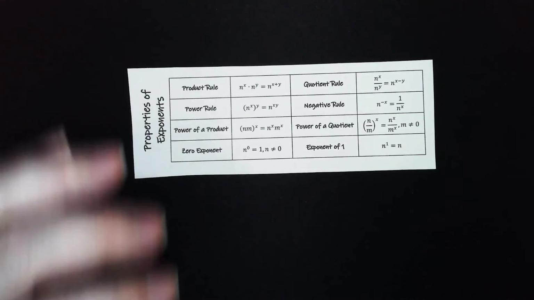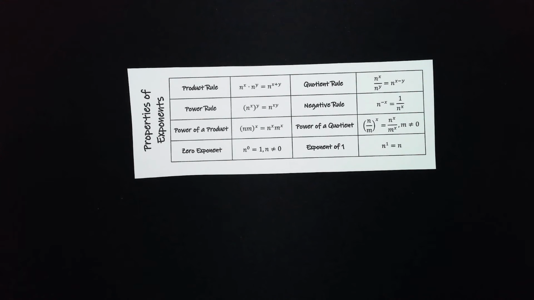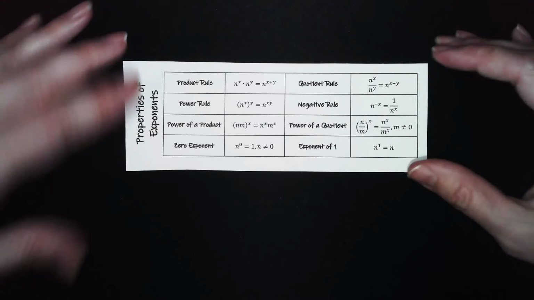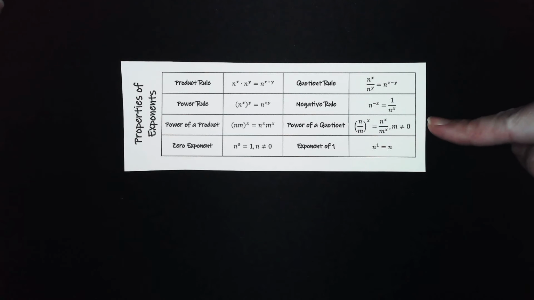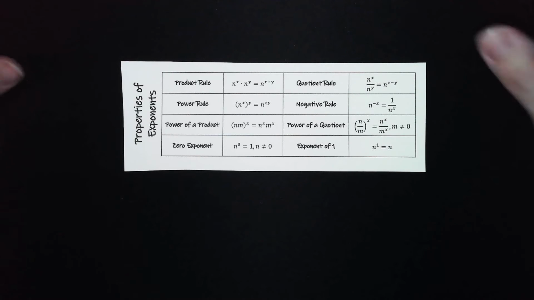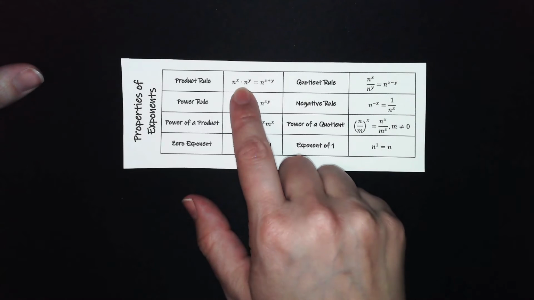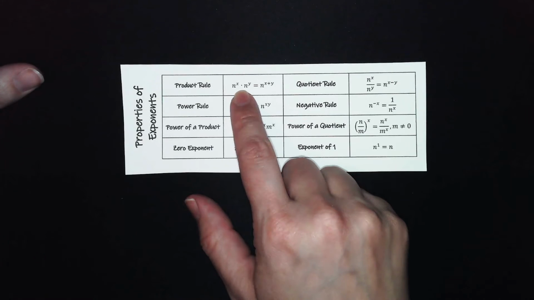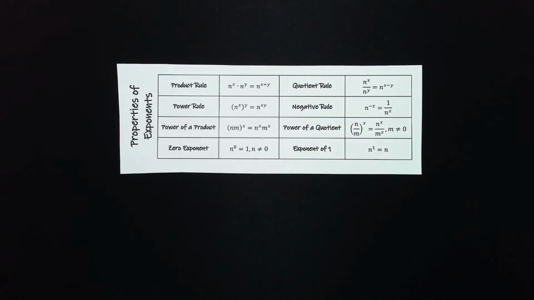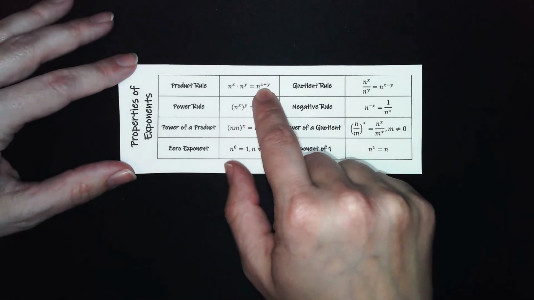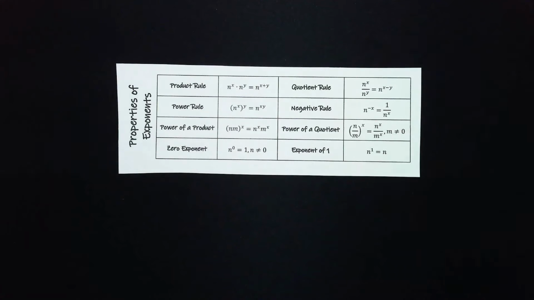If you've already had Algebra 2 today or yesterday, depending on when you're watching this video, you've already seen these rules. They're the same. We're going to still use them. They're very important. So there's the product rule. When you're multiplying two terms together and the bases are the same and the powers can be the same or different, you add the powers together and you just get that base one time.